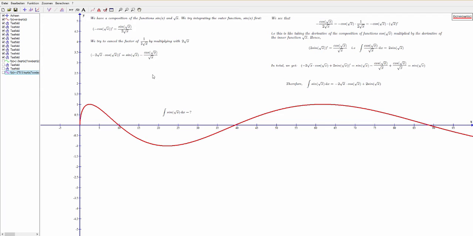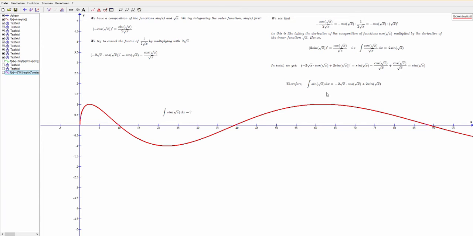And what you also should notice, and what I of course immediately asked myself is, wait a minute, shouldn't this strategy always work if I want to integrate functions of the form f of square root of x? Shouldn't it always be possible to integrate these type of functions in this way?